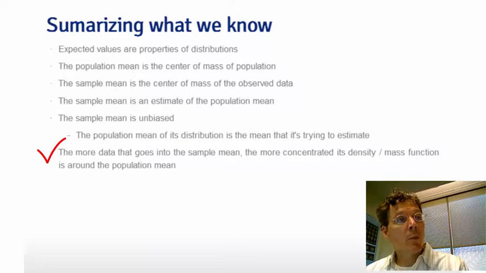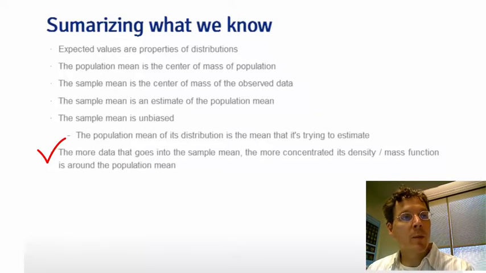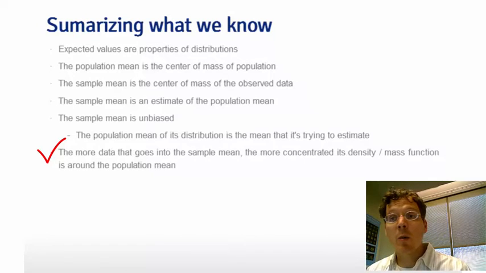And then the final bullet point is that the more data that goes into the sample mean, the more concentrated its density mass function is around the population mean. And we also saw that the more Gaussian-ish it was looking, even in these odd cases like flipping a coin and rolling a die. And so we'll talk more about those in the subsequent lectures.